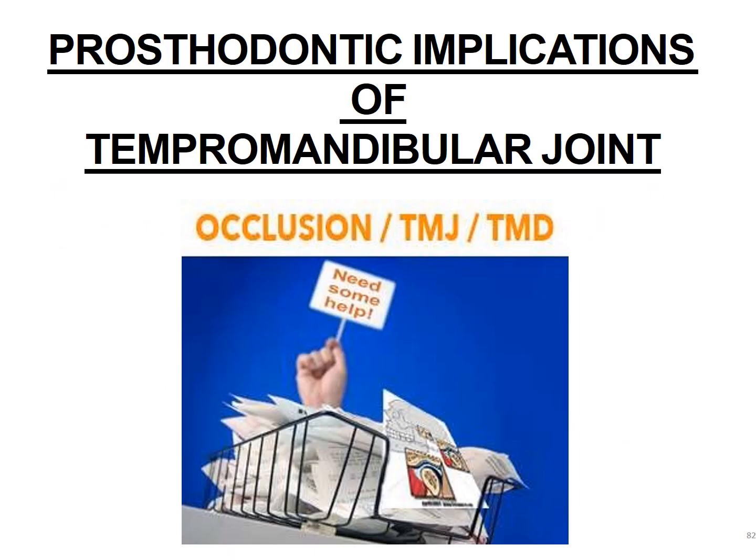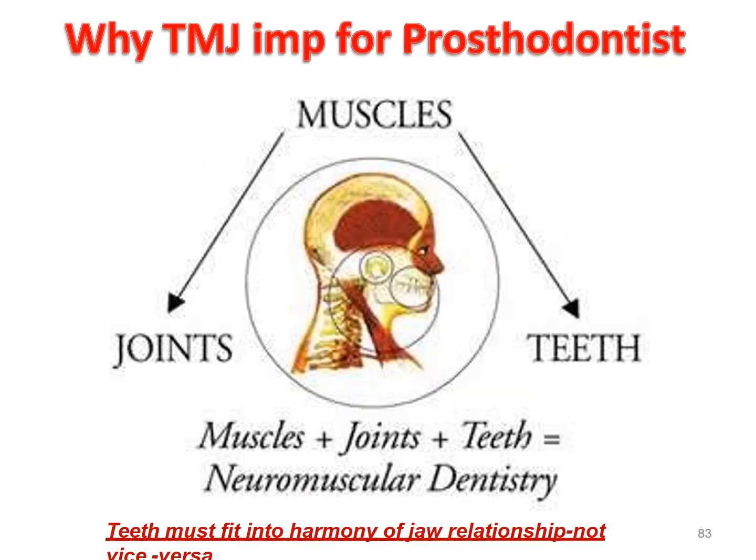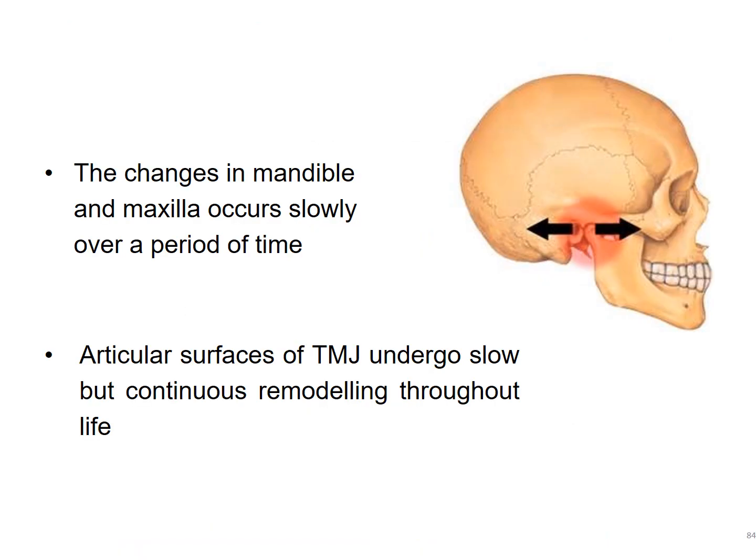Okay, what are the prosthodontic implications of the TMJ? Now, why is the TMJ important in prosthodontics? Let us just see in a few moments. Now, the changes in the mandible and maxilla occur slowly over a period of time. They are not like a sports injury, unless there is a trauma or something. These changes happen very slowly, and they are dictated by the presence of the teeth, the health of the joint, the articular component, the articular disc. And so basically, like any joint, overloading of the TM joint will also result in damage to the articular surface, which is a slow and controlled process throughout the life cycle.